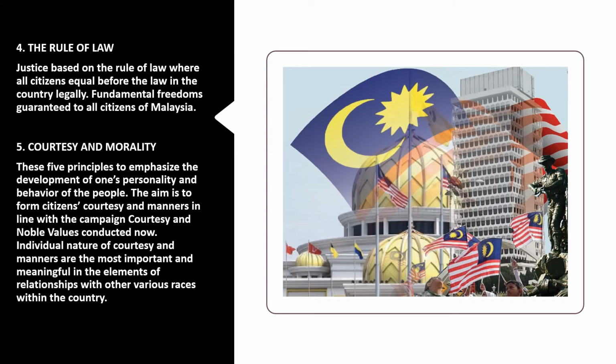The last principle is courtesy and morality. These 5 principles emphasize the development of one's personality and behavior of the people. The aim is to form citizens' courtesy and manners in line with the Courtesy and Noble Values campaign conducted. Individual courtesy and manners are the most important and meaningful elements in relationships with the various races within the country. Thank you.